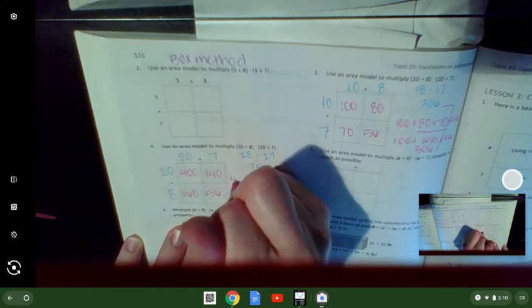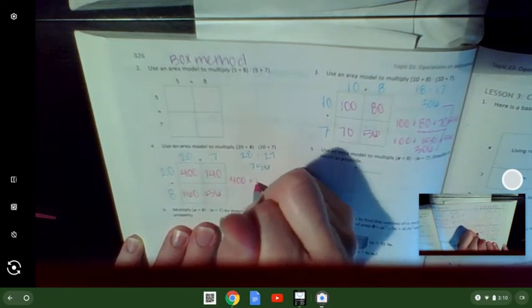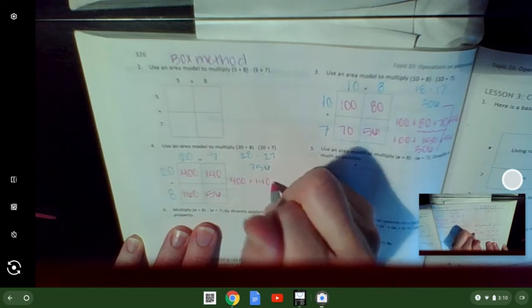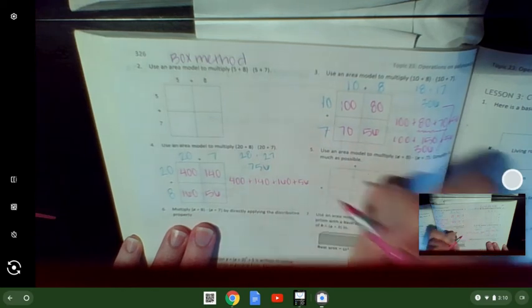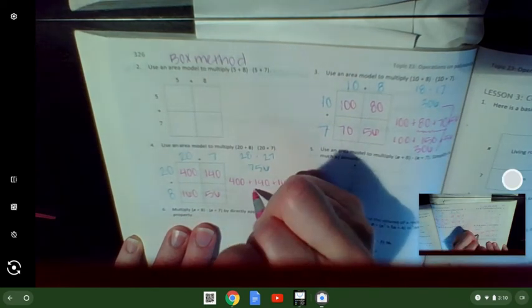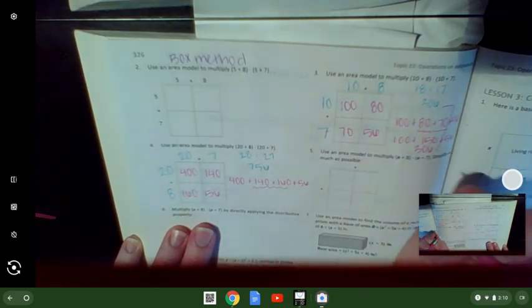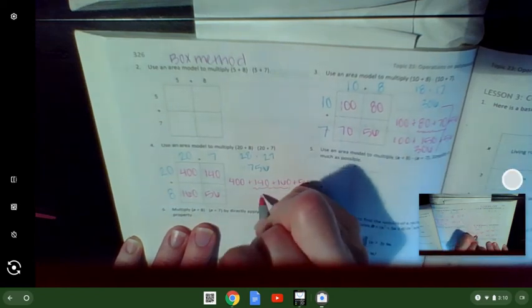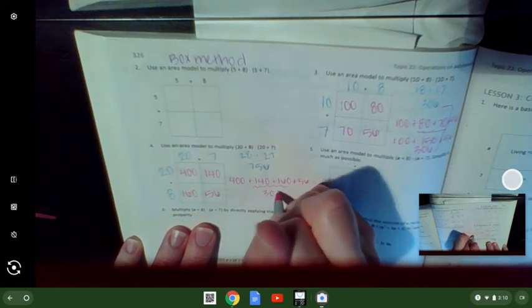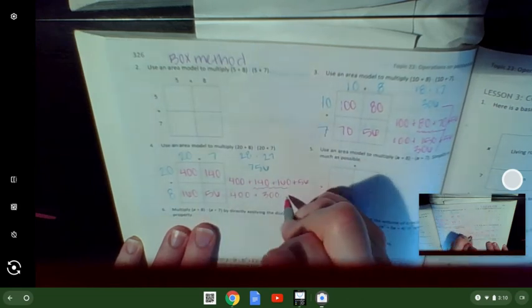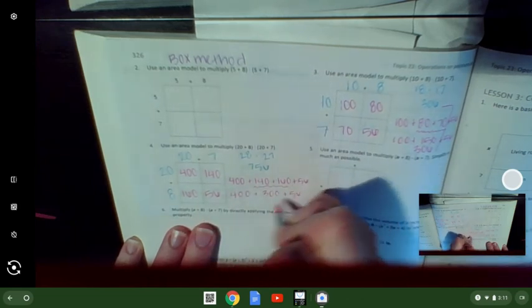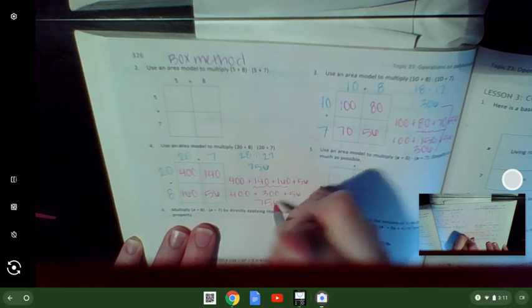I'm going to take all those terms inside of my box and add them together. And again, since I'm not working with a calculator, I'm going to add in the way that makes most sense to me, because order of addition does not matter. 140 plus 160 is 300. 300 plus 400 is 700. And 700 plus 56 is 756. And look, we got that same answer.